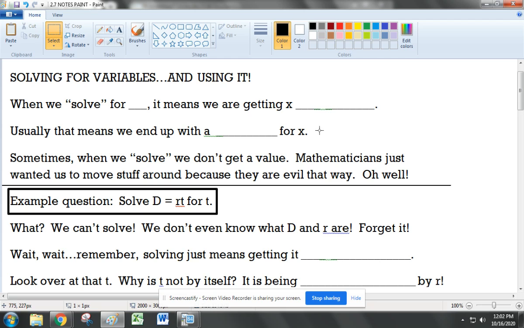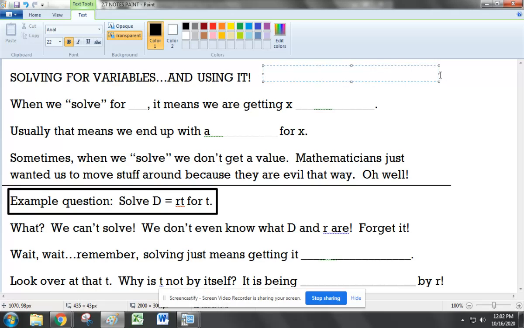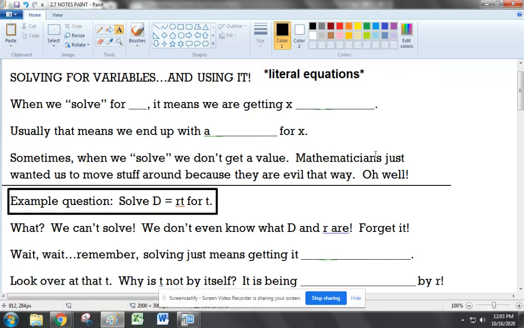Today, we're going to work through lesson 2.7. I think of it as solving for variables and then applying it. If you're looking in the book, you may see these sometimes referred to as literal equations. It just really depends on how you're trying to break it down.